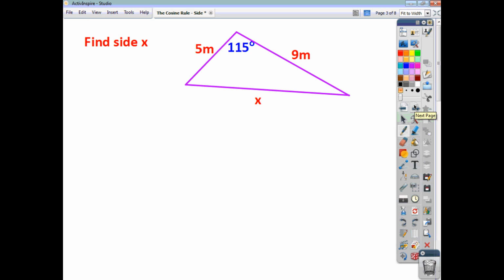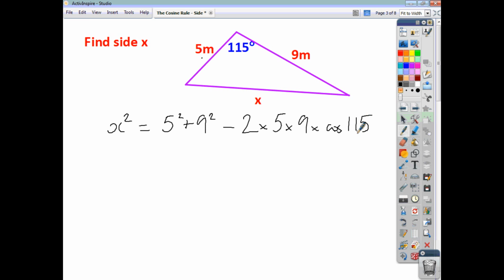Right, here we have two sides and the angle in between, and we're asked to find this side x. So we'll start off by substituting in. So the side we're looking for squared, x squared, is going to be 5 squared plus 9 squared minus 2bc, so 2 times 5 times 9 times cos of your angle. And the angle is 115. So if you like, a squared equals b squared plus c squared minus 2bc cos a.